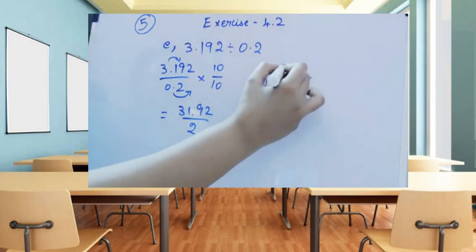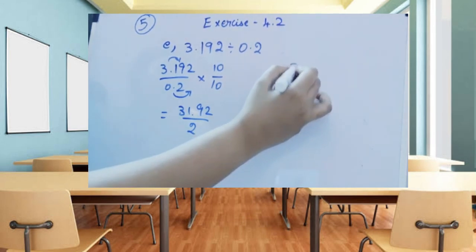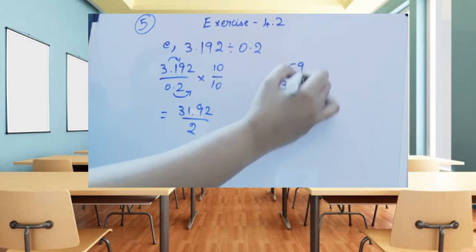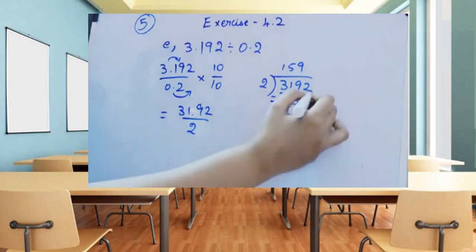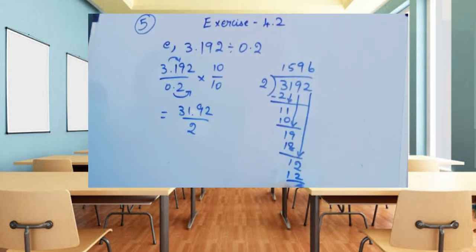We need to divide 3192 by 2. 2 ones are 2, remainder 1. 1, 5s are 10, remainder 1. 19, 2 9s are 18, remainder 1. 12, 6 twos are 12. So the final answer is 1596. Here we have two digits after the decimal, so we keep the decimal point after two digits. The answer is 15.96.